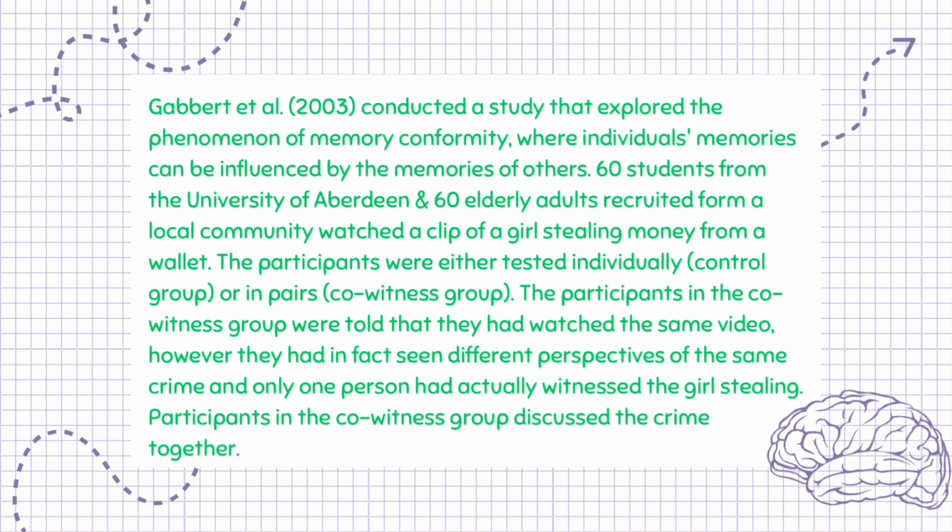Gabbert et al., 2003, conducted a study that explored the phenomenon of memory conformity, where individuals' memories can be influenced by the memories of others. 60 students from the University of Aberdeen and 60 elderly adults recruited from a local community watched a clip of a girl stealing money from a wallet. The participants were either tested individually, the control group, or in pairs, the co-witness group. The participants in the co-witness group were told that they had watched the same video, however they had in fact seen different perspectives of the same crime and only one person had actually witnessed the girl stealing. Participants in the co-witness group discussed the crime together.